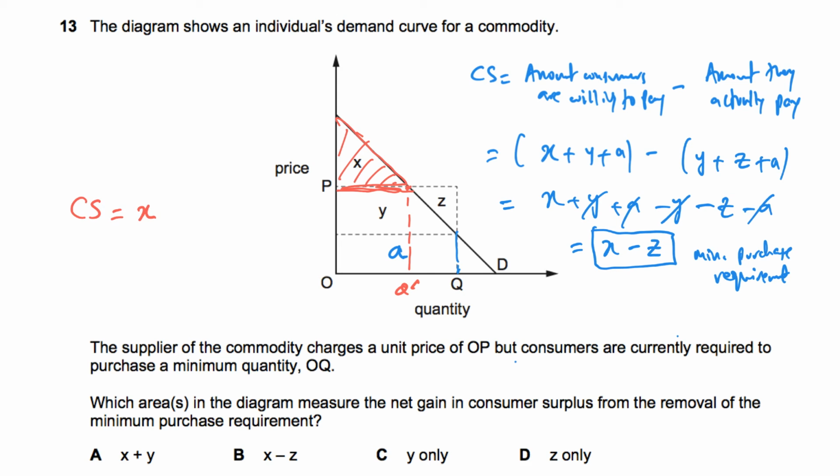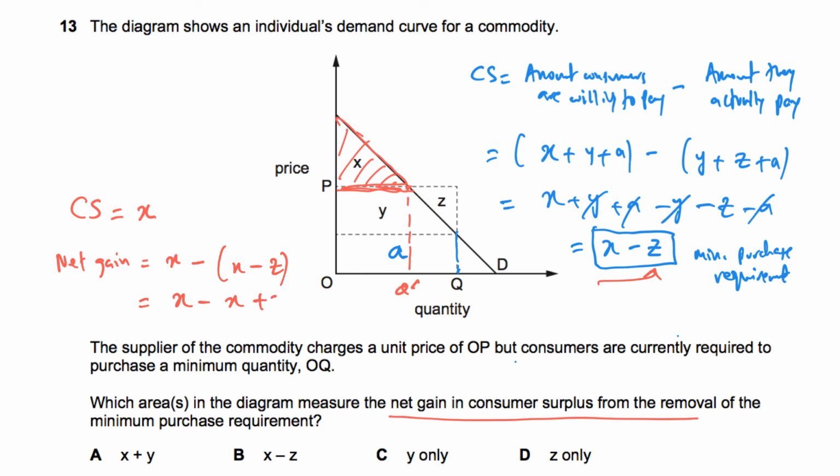Okay, so what's the net gain in consumer surplus when you remove the requirement? The net gain will be the consumer surplus X, which is this one, minus the consumer surplus that we get here, which is X minus Z, and therefore the right answer would be X minus X plus Z, so we're left with Z, which is basically D only. D, or Z only, will be the consumer surplus that will be gained if we remove this minimum purchase requirement.